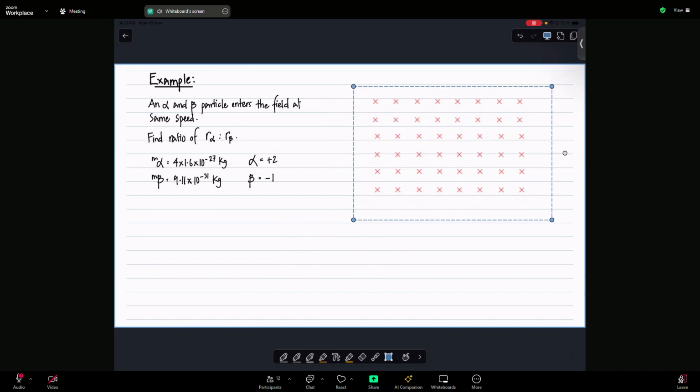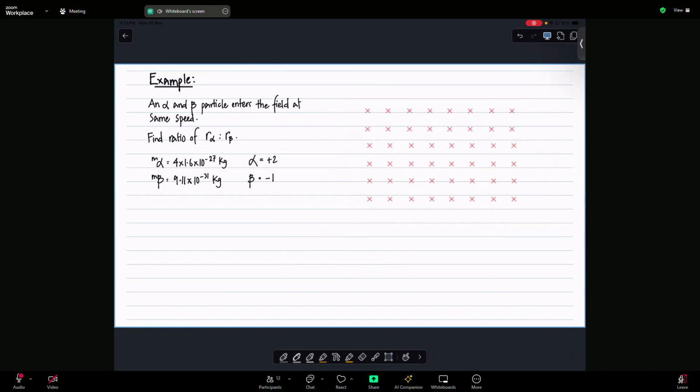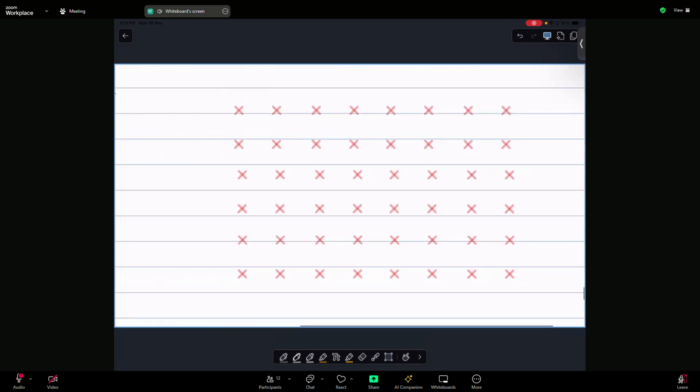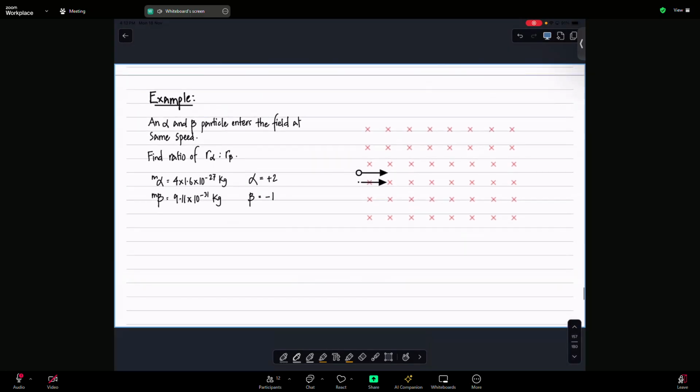Right, so you have your magnetic field here. Listen carefully to what's going on. Your alpha particle enters the field from this side, and it's entering like that. There's a beta particle also entering like that. You need to find out what kind of path they take in the magnetic field, so you need to find the ratio of their radii. So alpha is to beta.